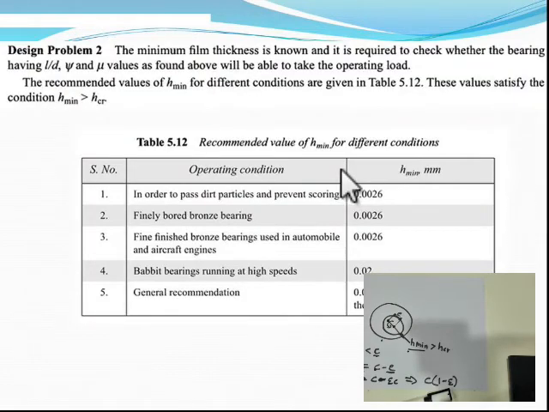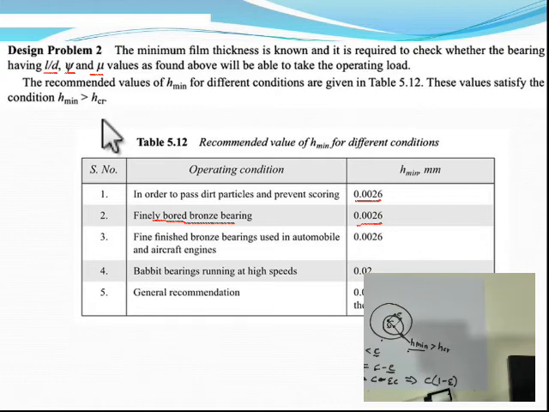There can be another design problem, and in this design problem, based on the materials that are being selected, the minimum film thickness value will already be known. So for example, if operating condition is known, for example, the dirt particles should be passed and there should be no scoring, so this is the value of H minimum. Or if you have finely bored bronze bearing, then this should be the value of H minimum. So if the value of H minimum is known and you are assuming certain values of L by D, psi and mu, then we have to check what is the capacity that your bearing can take.